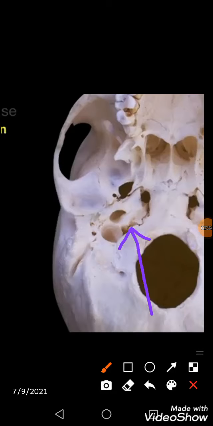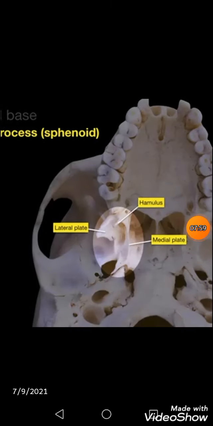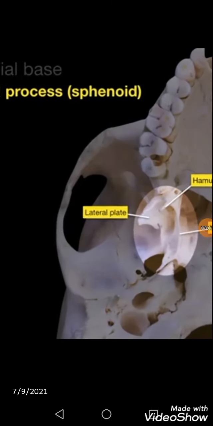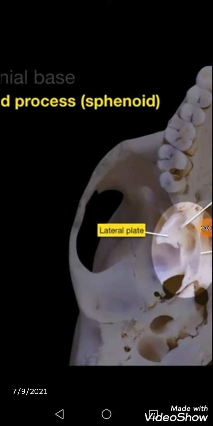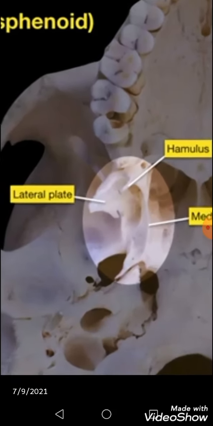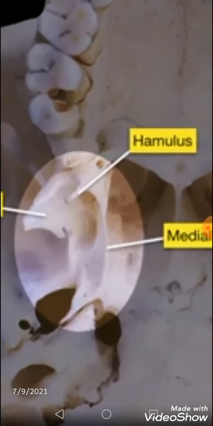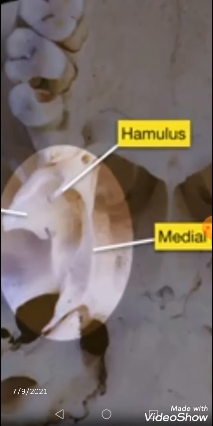In this picture, they have highlighted the pterygoid process of the sphenoid bone. You can find the lateral pterygoid plate, the medial pterygoid plate, and on its posterior aspect, the hamulus lies there.